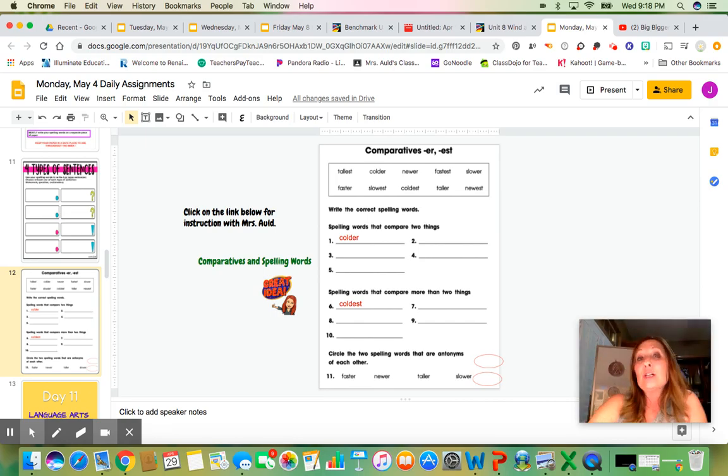All right, so that should be pretty easy, sorting out your words depending on what the suffix is at the end of them. Remember, these are adjectives. All of them are describing words, okay?